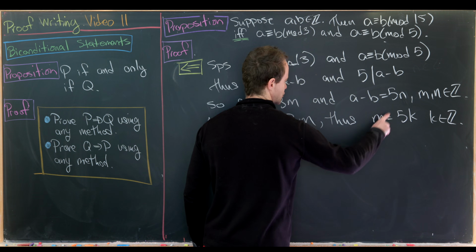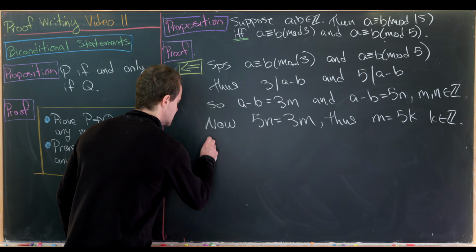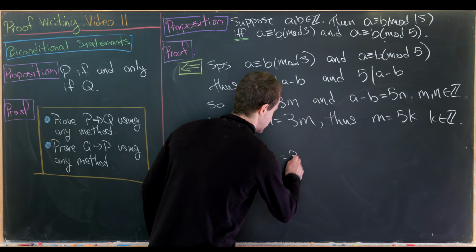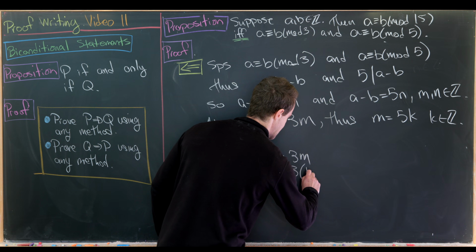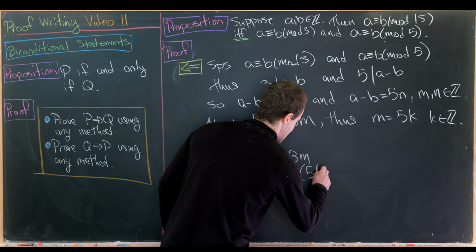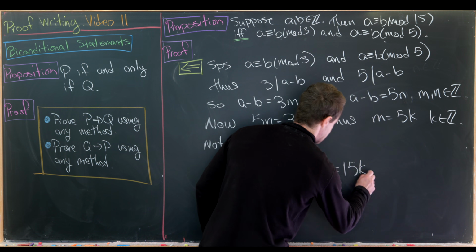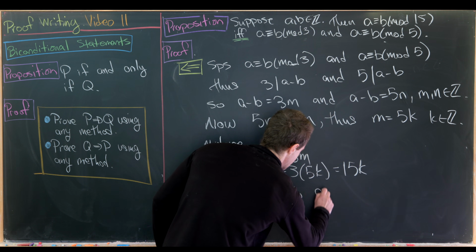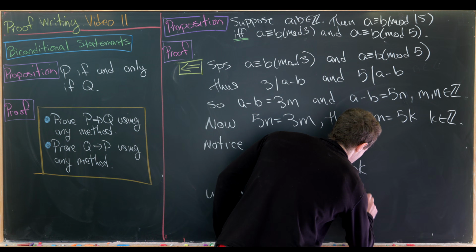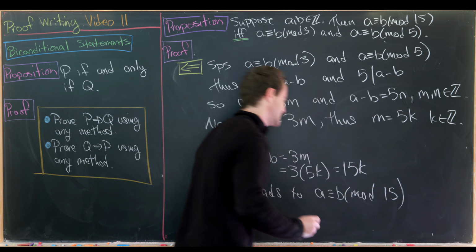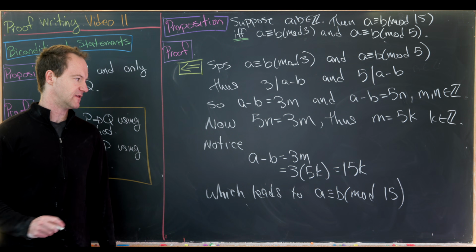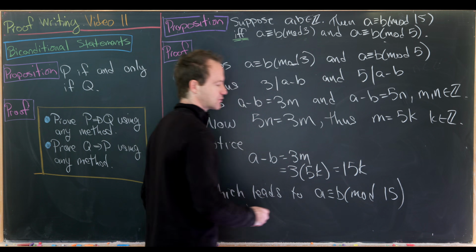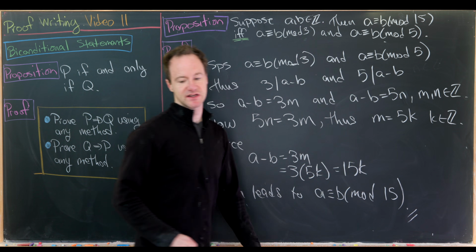Okay, great. So we've got m is equal to 5k. Now we plug this version of m back up here. So I would maybe write that as, notice that a minus b is equal to 3 times m, which is now equal to 3 times 5k, which is equal to 15k, which leads to a congruent to b mod 15. So I skipped maybe an intermediate step where I said that 15 divides a minus b, but I think that's okay here. So that finishes this reverse direction, which finishes this proof.